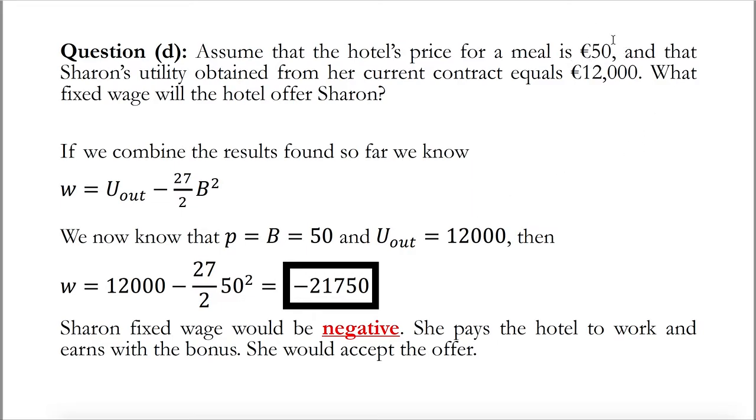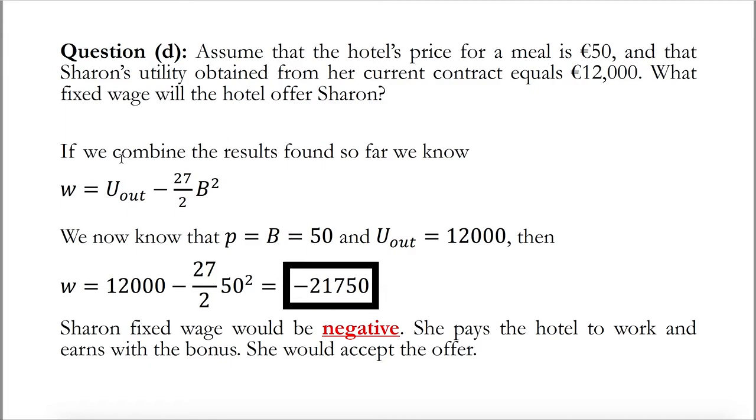And now, since we have just considered U out as a sort of generic number, so the utility of Sharon in her current job in a restaurant in Amsterdam, now we are given a specific case, we are given specific numbers, and we have just to see what would be the fixed wage that the hotel should offer to Sharon with these specific numbers. So basically we just need to take our results from points B and C, and then we just have to use real numbers in order to see how things would look.